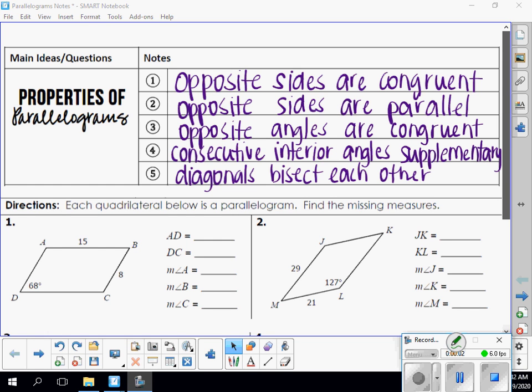Alright guys, today we are talking about parallelograms. We are on page 6 of your chapter 6 note packet. I've already written down the 5 characteristics of parallelograms, so if you could go ahead and pause the video and write these all down in those spots.